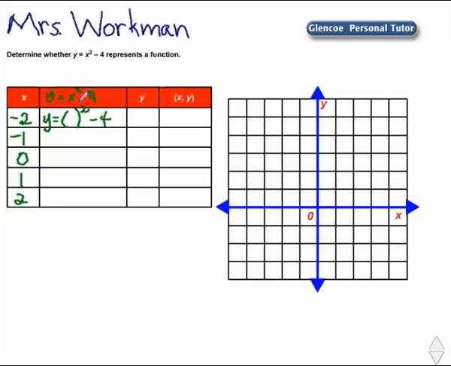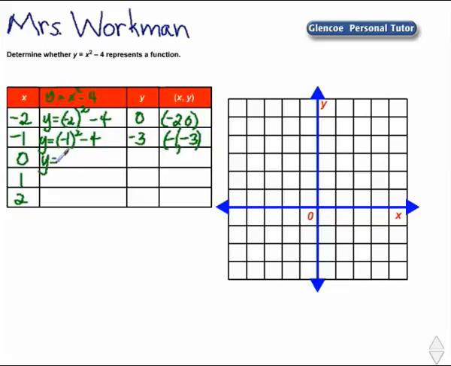Okay, in this first instance, we're going to substitute in -2 for x. -2, the quantity squared is 4, minus 4 is 0. So we have the ordered pair, -2, 0. Now we'll go back and replace the x with -1. -1, the quantity squared is 1, minus 4 is -3. Generating the ordered pair -1, -3.